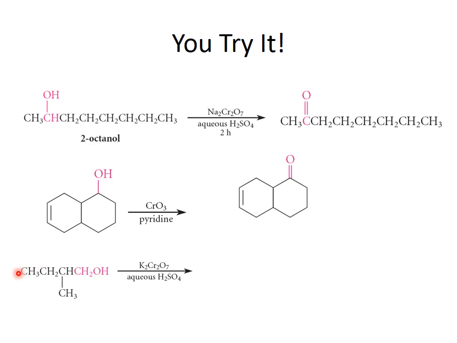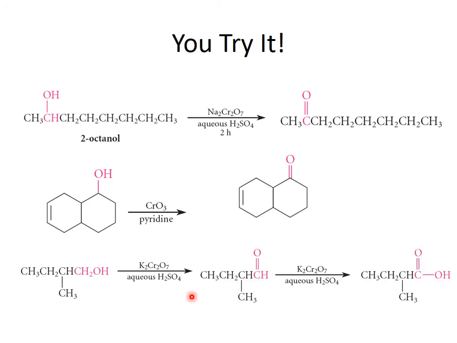Now I have a primary alcohol. A primary alcohol with acidic dichromate. What do we get? We're going to get oxidation all the way down to the carboxylic acid. Notice we have an intermediate of an aldehyde, but you can't stop it, can't collect it. It immediately reacts with the chromic acid that's in the solution all the way down to the carboxylic acid.